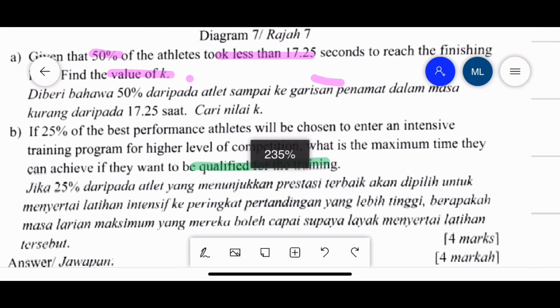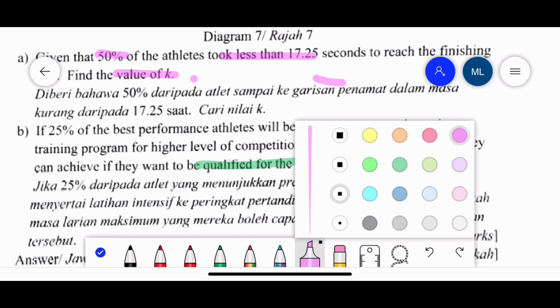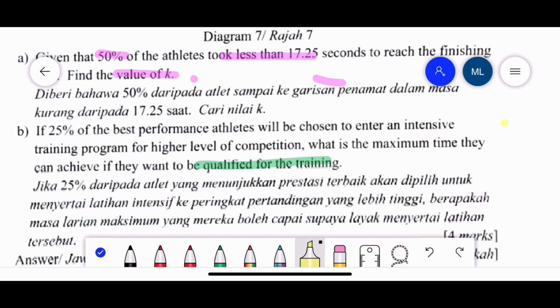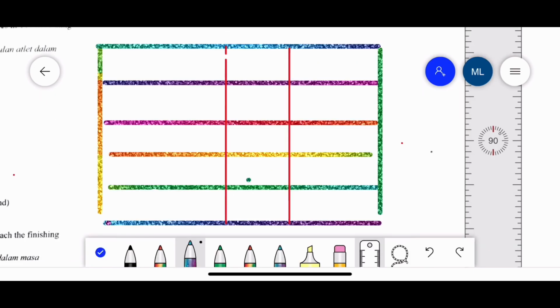So if they say 25% of the best performing athletes, that is the third quartile. You cannot say you must find the third quartile just like that, because this is the time. The shorter the time, the better the performance of the athlete. Bear in mind that, okay, it's not always the higher number that is called good performance.